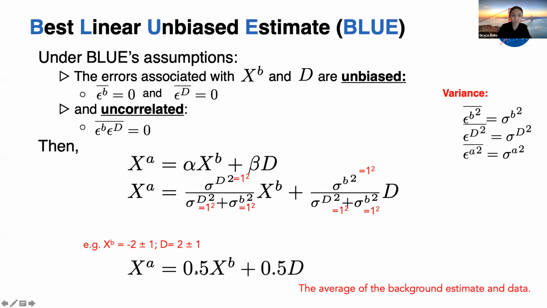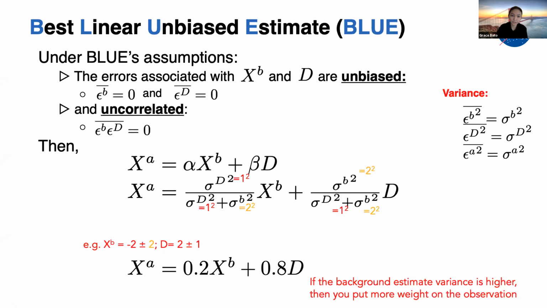And the variance of this analysis is just equal to 0.5. Now, if we take another case wherein the background estimate variance of xb is higher, I define a standard deviation of 2. If the background estimate variance is higher, then the tendency is that you could put more weight on your observation. Basically, this means you trust the data more than the model simulation. And of course, this could work vice versa.